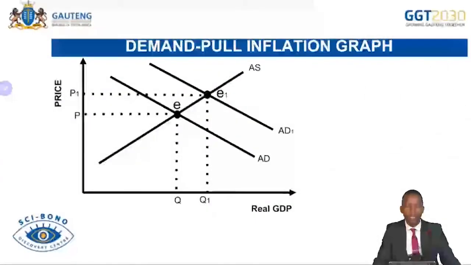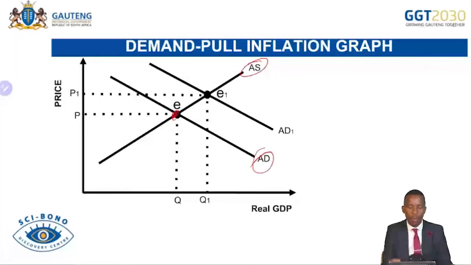And then this is the graph which explains demand-pull inflation. Originally, we have AS, aggregate supply, and AD. As they meet, they create the equilibrium point, which is E. We have the equilibrium quantity, which is Q, and the equilibrium price, which is P.